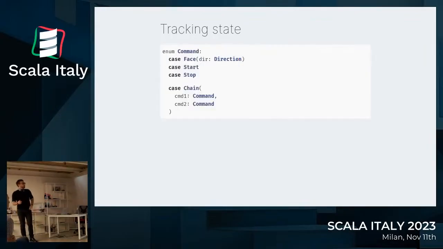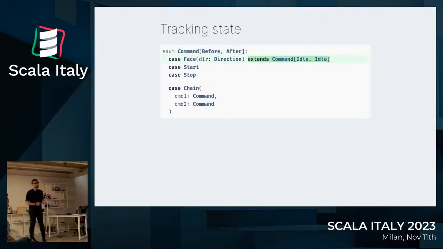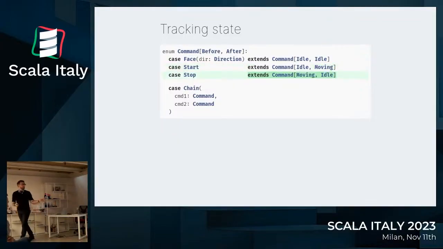And we're going to use those to modify Command, to make it polymorphic. It now has two type parameters, Before and After: the state the Gundam had before the command can be executed, and the state it will have once it's finished. So to make that concrete, Phase is going to be a Command of Idle, because a Gundam must be idle before it changes direction, and it will be idle once it's done. Start, well, we have to be idle before we start, and once we have started, we are moving. Stop is the opposite. And Change is a bit more complicated. That's where the magic comes in.